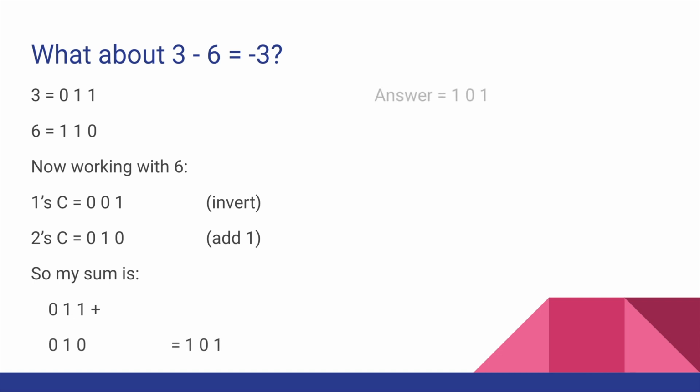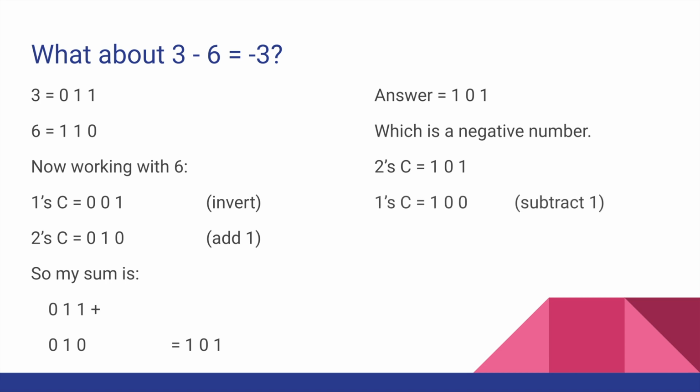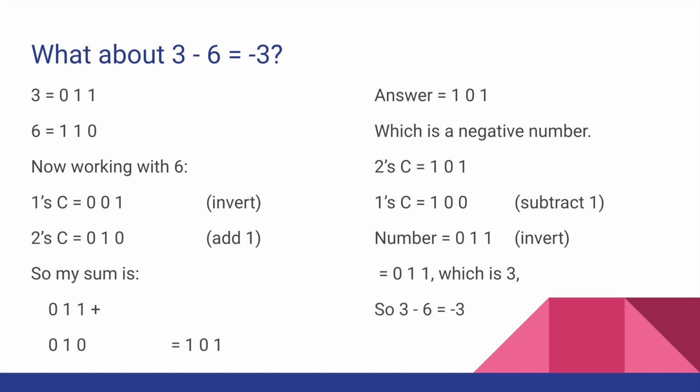Now that is a 2's complement number. How do we get the 1's complement? Well, it's a negative number. So we get the 1's complement by subtracting 1, which gives 1, 0, 0, inverting the number 0, 1, 1 equals 3. Okay, so we've now worked out what happens in a subtraction if the result is positive. And now we also know what happens if the result is negative. It's a 2's complement, which you then have to turn back into an integer.